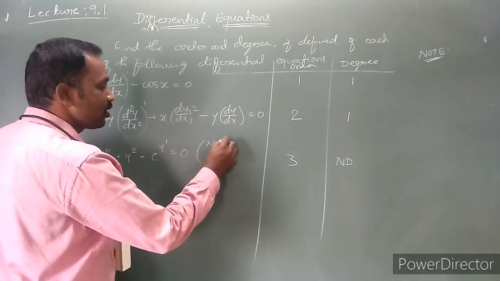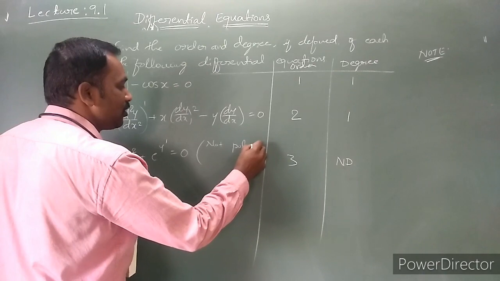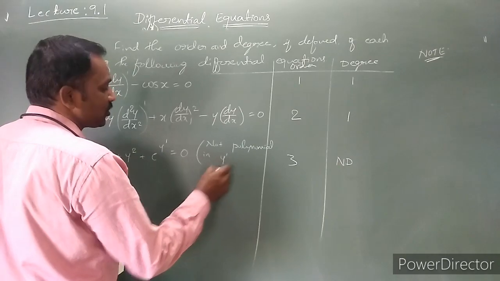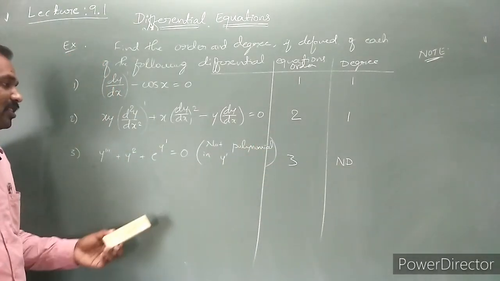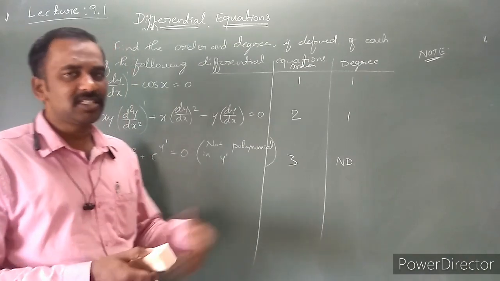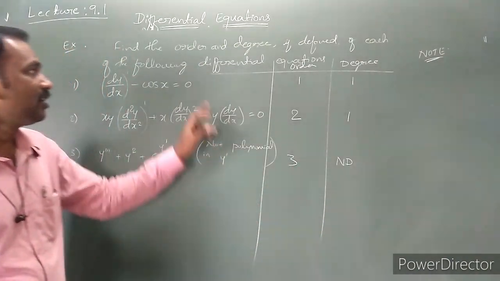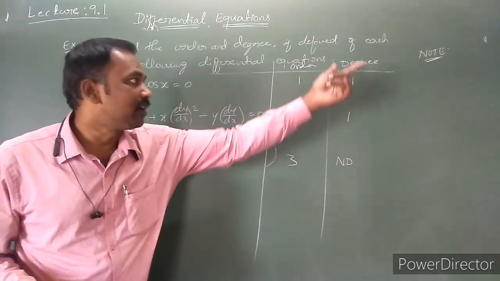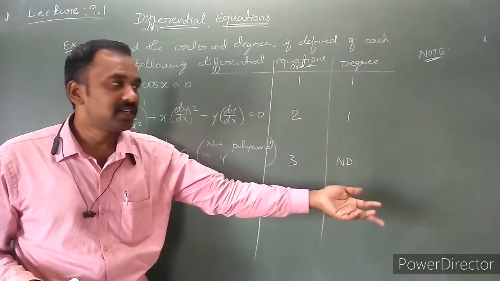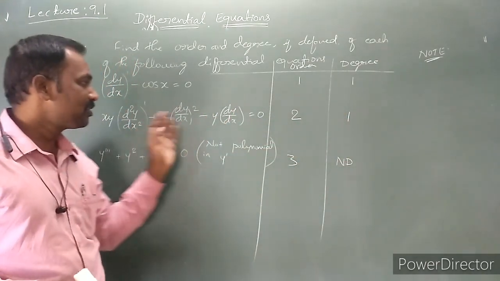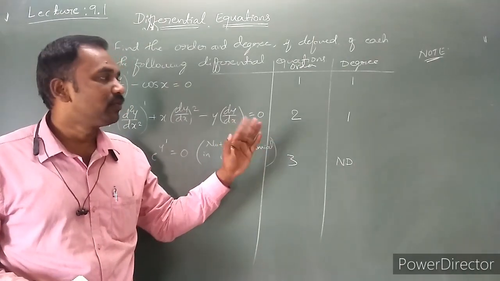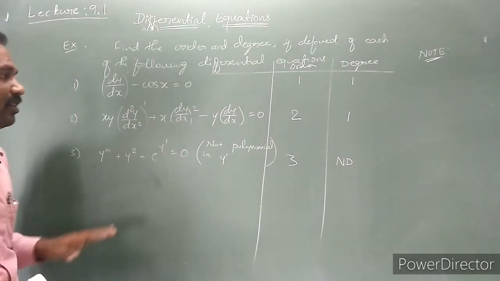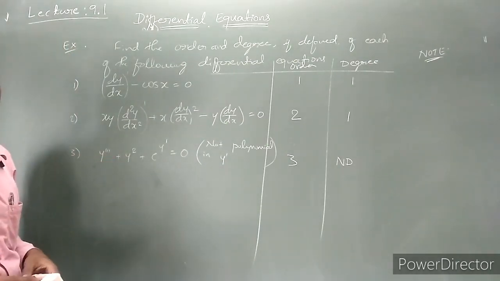In this case degree is not defined because it is not a polynomial in derivative y dash. Order is defined, nothing to worry. Order is defined for every differential equation. Only the degree is sometimes not defined. It is defined whenever a differential equation is polynomial in derivatives. It is not defined when a differential equation is not a polynomial in derivatives. This is how we have to write the order and degree.